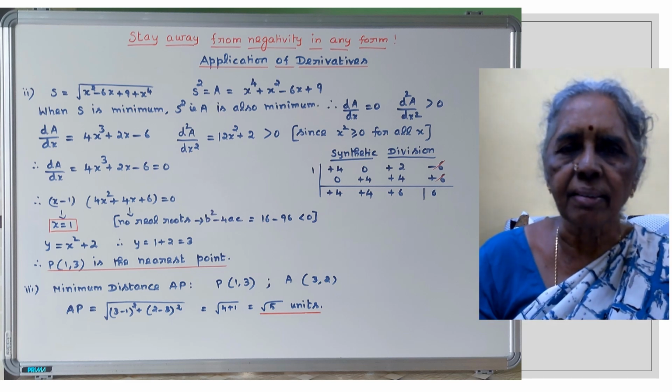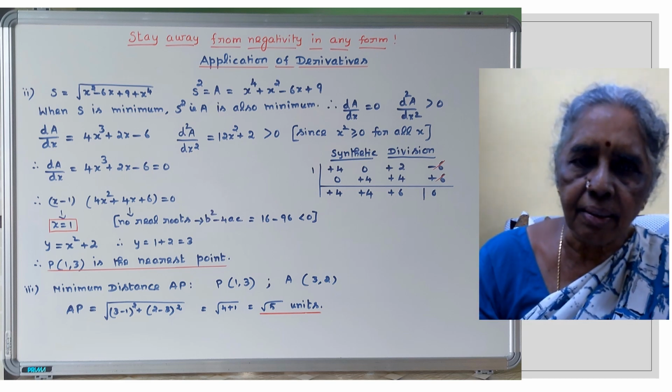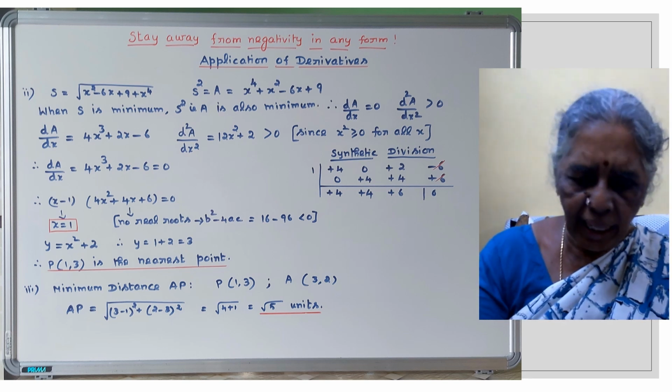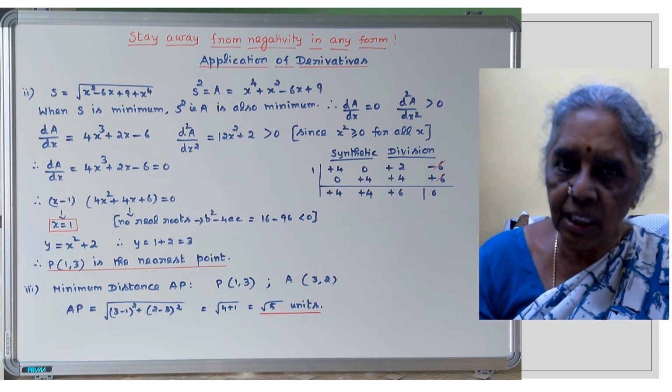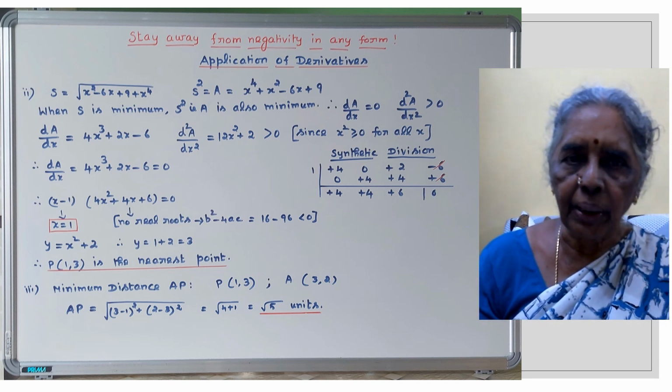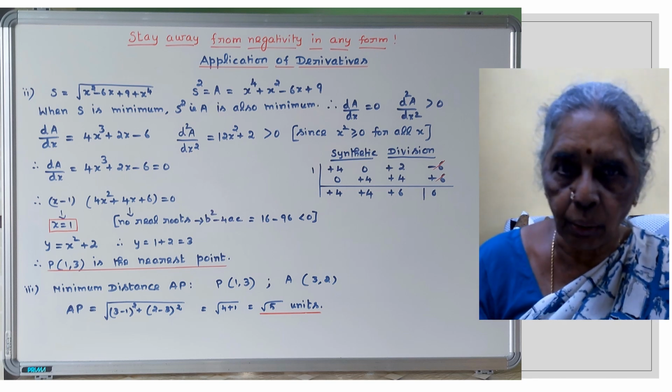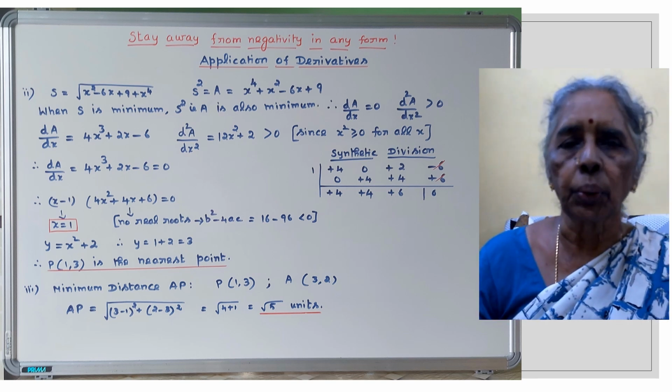The third is very easy. We have to find the minimum distance. You know P, that is 1, 3. Now only you found. You know A, that is 3, 2. Use the distance formula. So the distance AP will be root of 3 minus 1 the whole square plus 2 minus 3 the whole square. If you calculate, you will get root 5 units.